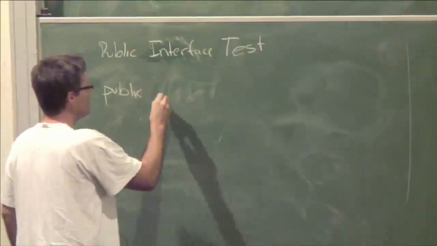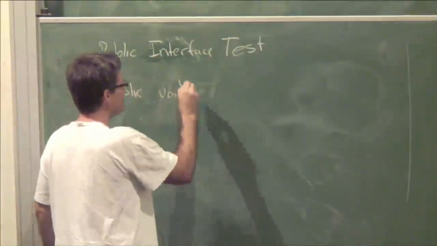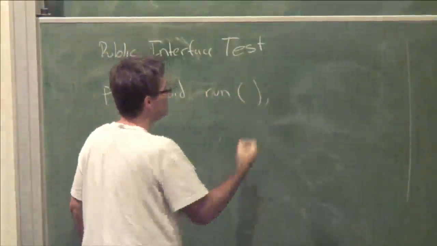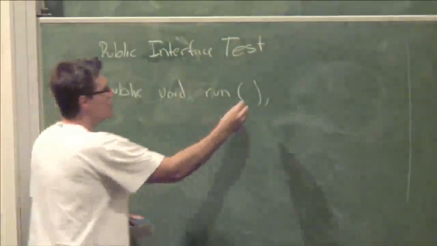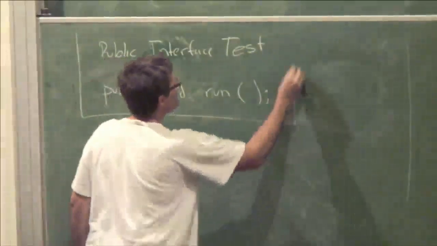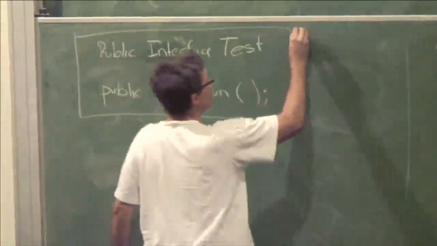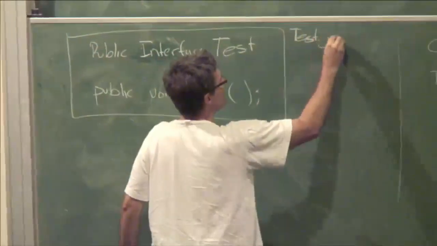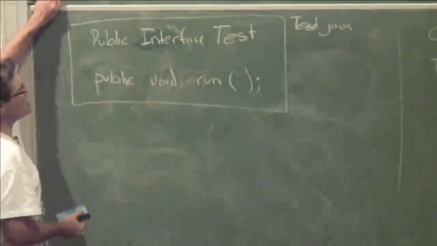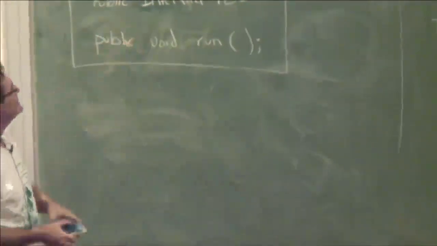So maybe it's got public void run. That's a function. But I'm closing it here. I'm not giving an implementation of the function. And I'm just sticking that in a file called test.java. So it looks just like a class, except instead of saying class, I said interface.